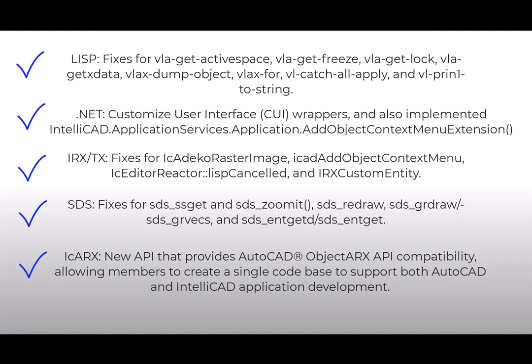ITC members received an early preview of the new API, which has over 14,000 new methods that match the function signatures of Object ARX. This new API will allow members to easily port existing AutoCAD applications and create a single code base that can be compiled for both IntelliCAD and AutoCAD.